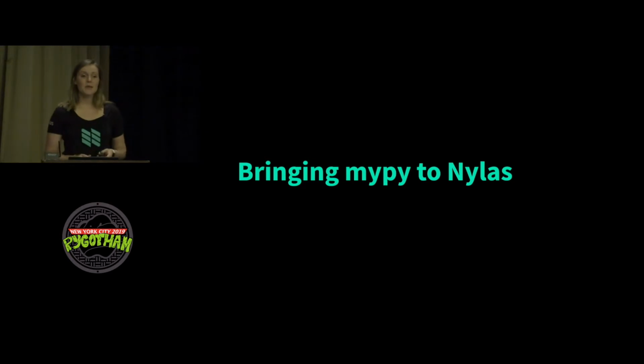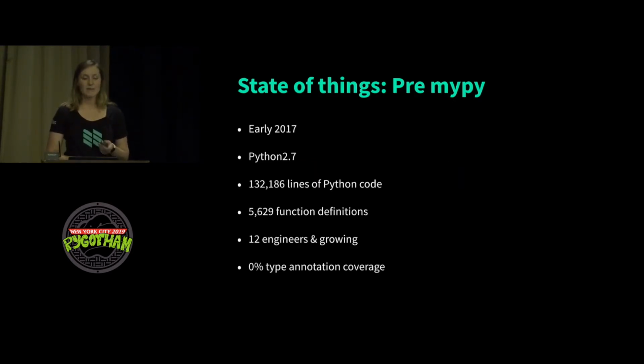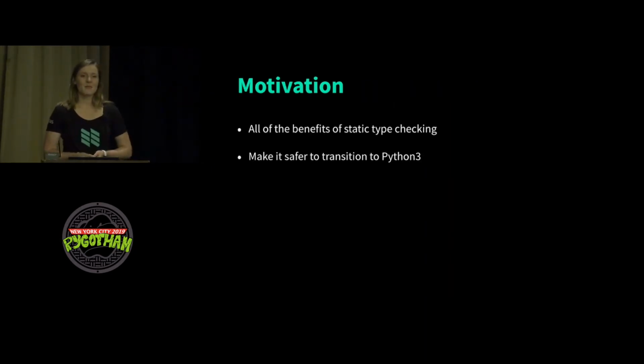So now, how did we go about bringing Mypy to Nylas? It was early 2017. We were using Python 2.7. We had over 130,000 lines of Python code, over 5,000 function definitions. We were 12 engineers and growing, and we had 0% type annotation coverage. Why bother? Well, we wanted all of the benefits of static type checking that I mentioned before, and we also wanted Mypy to help us transition to Python 3.